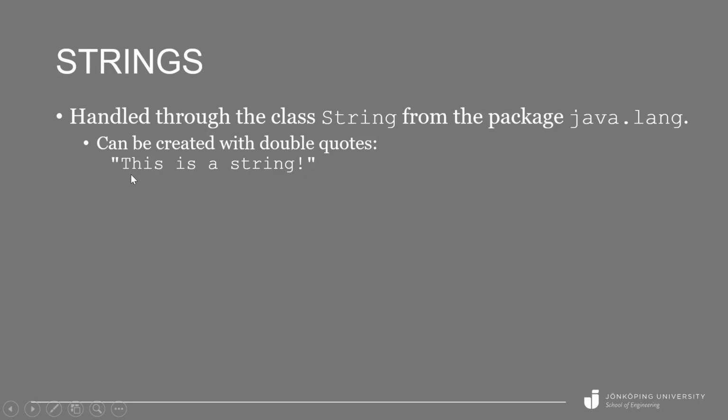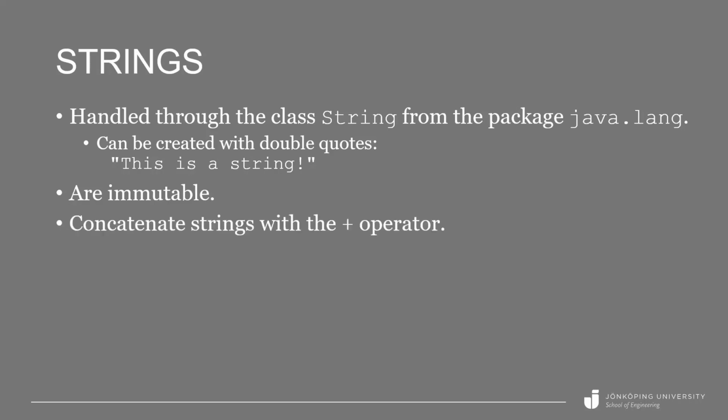So each time Java comes across an expression that looks like this, it will create a new instance of this String class to represent the string. And strings in Java are immutable, so after you create a string, you can't make changes to it. But you can use it to create new strings from it. For example, you can use the plus operator to concatenate two different strings into a new string. So here we have a string, and we concatenate it with this string, and we end up with this string.